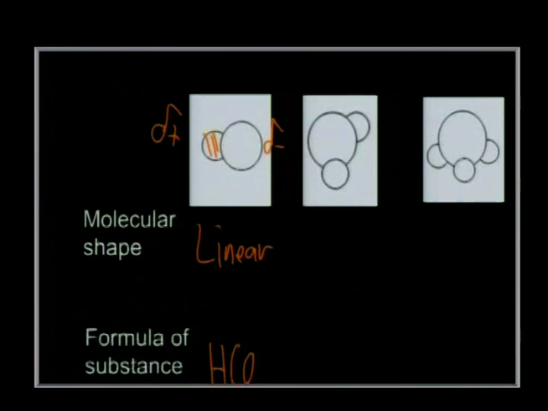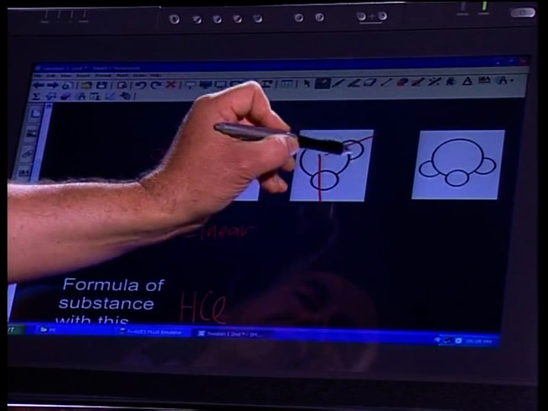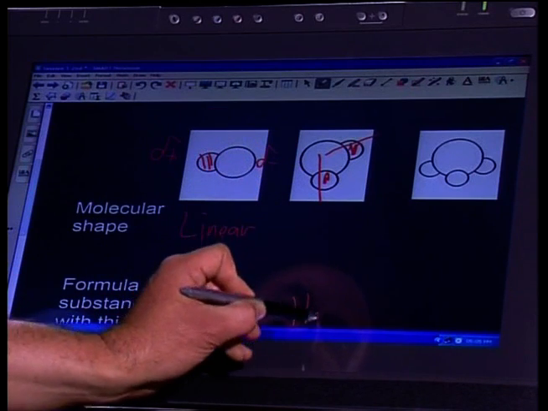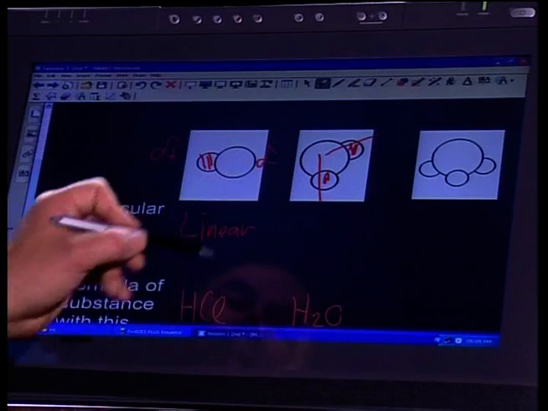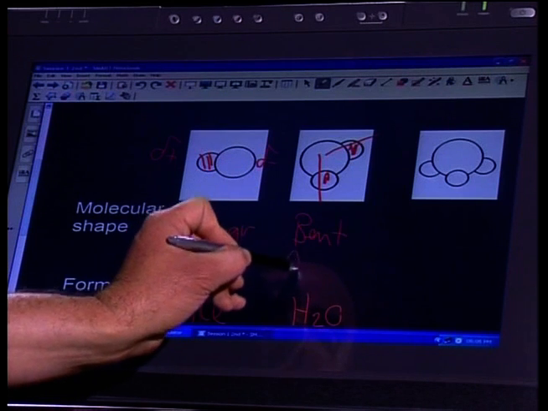Right, we're going to the next one. This one is, can you see, like that? If that was a hydrogen, that's a hydrogen. The example that I would use for this is H2O, water, or H2S. I think you can see that it's bent, also called angular.